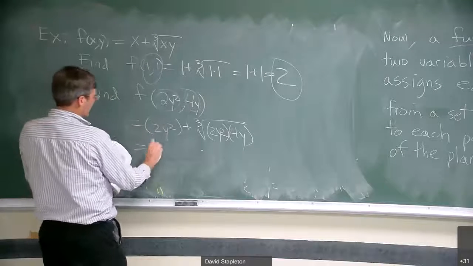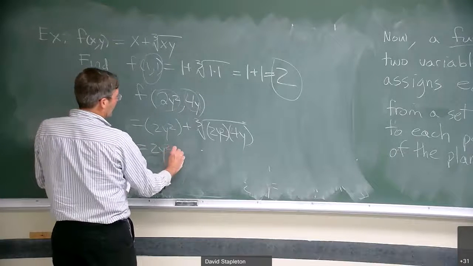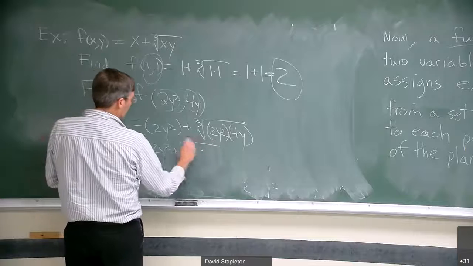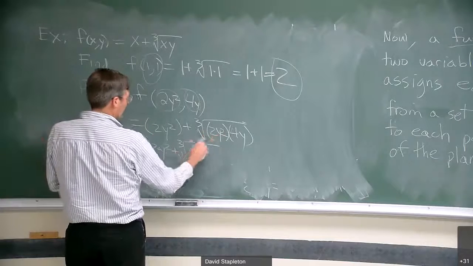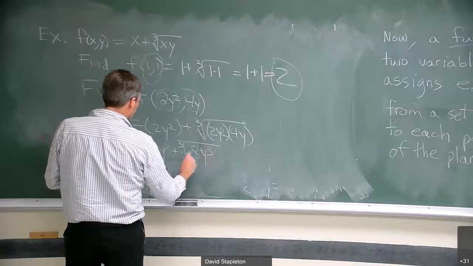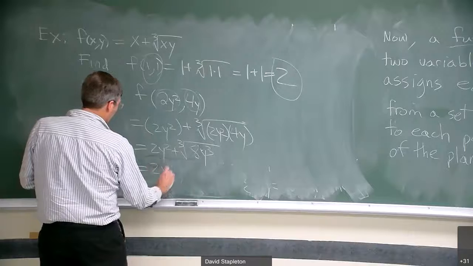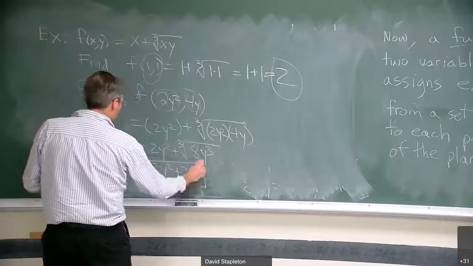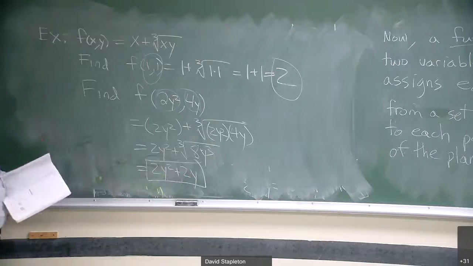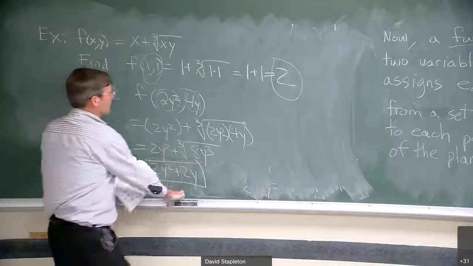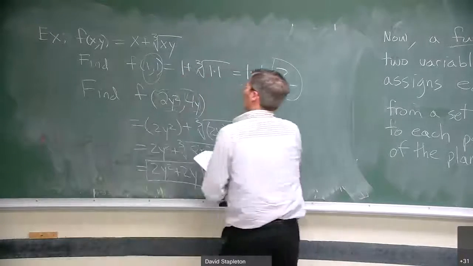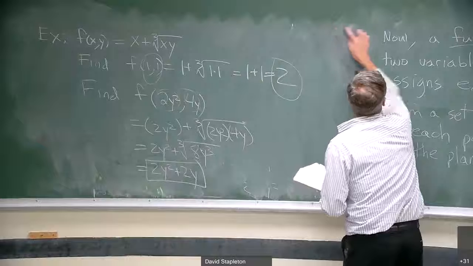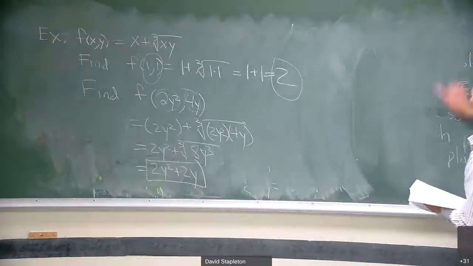And then we can simplify this, right? This is 2y squared plus the cube root of, let's see, 8y cubed. That reduces, so it's 2y squared plus 2y. You can write it like that, for instance. There's the idea of functions of more than one variable, just for basic calculations. And you can do functions of functions.